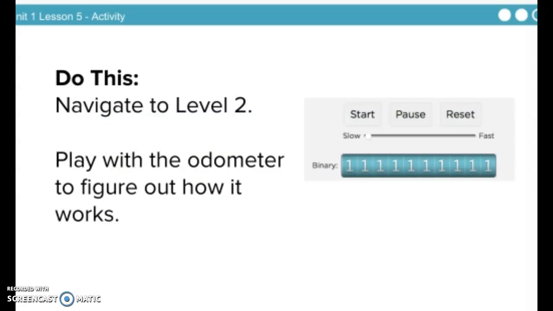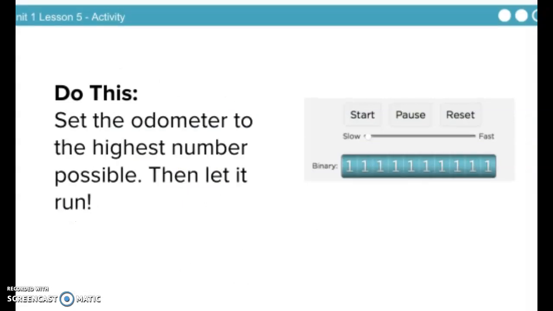Once you figure out how it works, I want you to set it to the highest number possible and then just let it run. Look at what happens to the odometer reading once it's at its highest and it runs. Does it still show the distance driven by the car? What you should see is that it flips from all the ones to zeros.